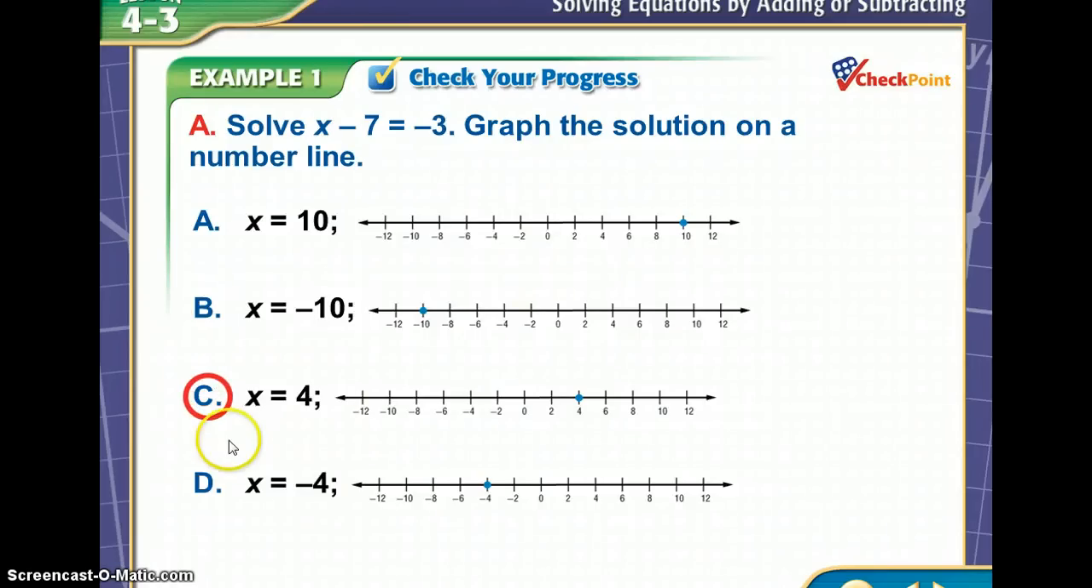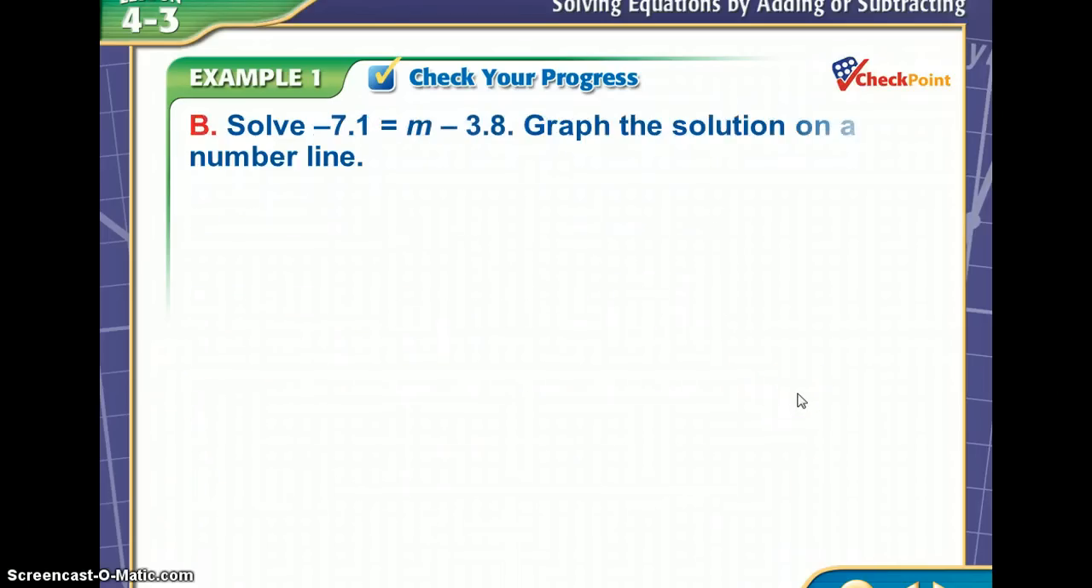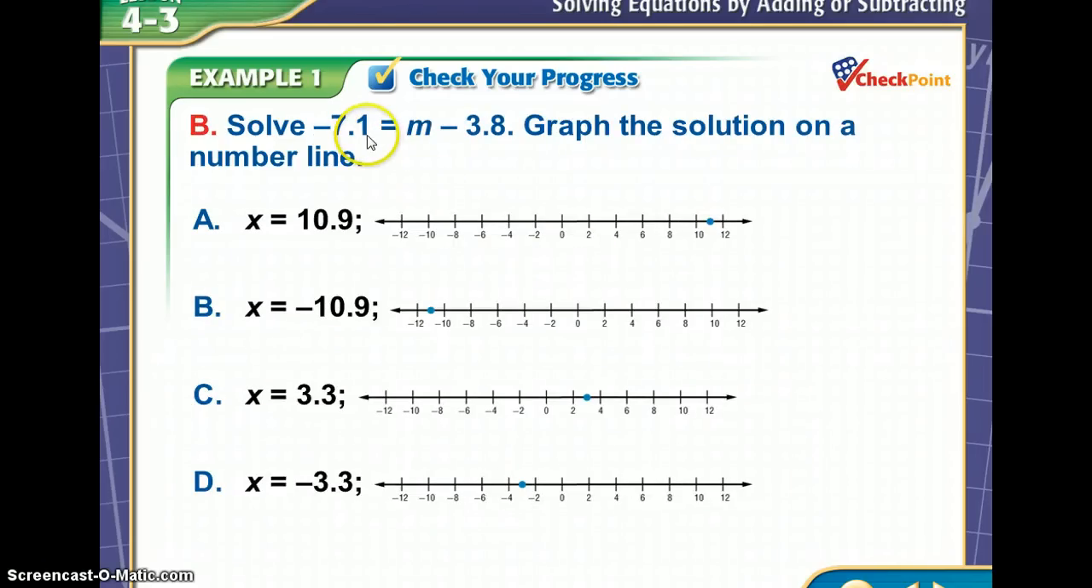You should have chosen option C. If you add 7 to both sides here, you'll end up with x plus 0 equals negative 3 plus 7. Negative 3 plus 7 is a positive 4, and positive 4 is located here on the number line. And now you're going to do this one, and notice this time it's with decimals.